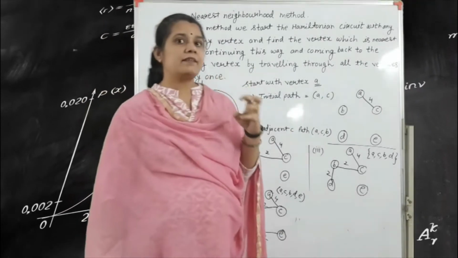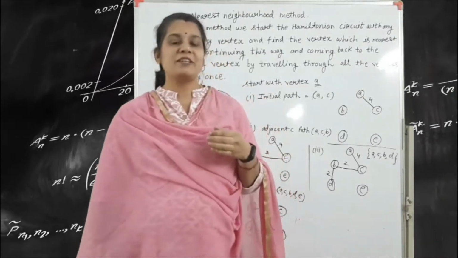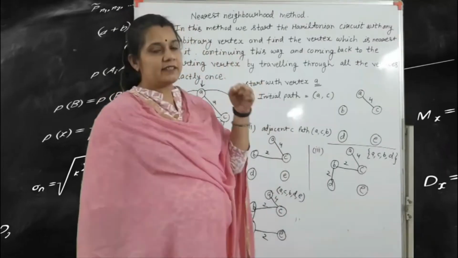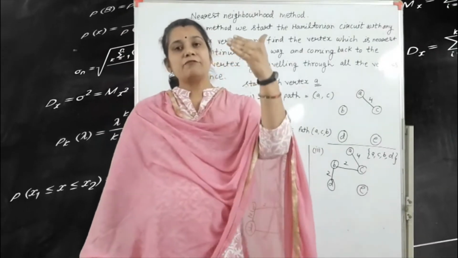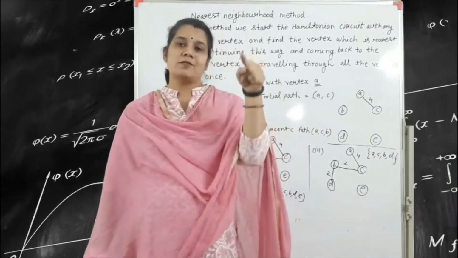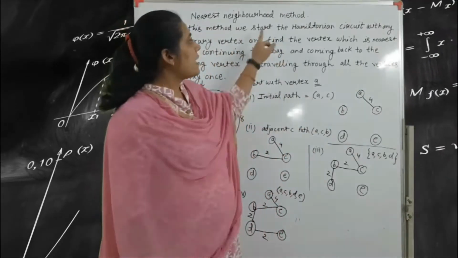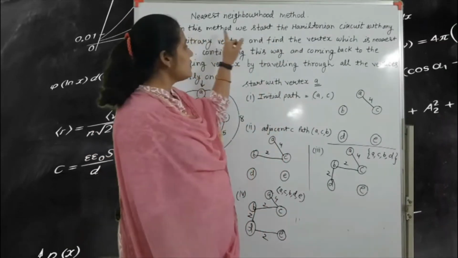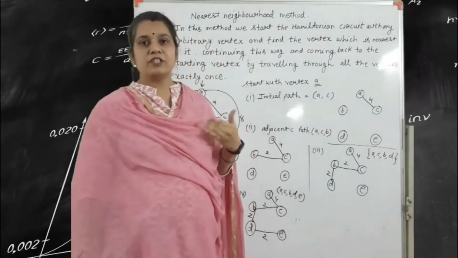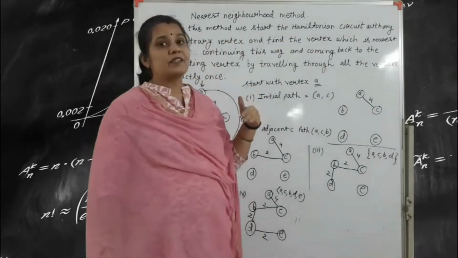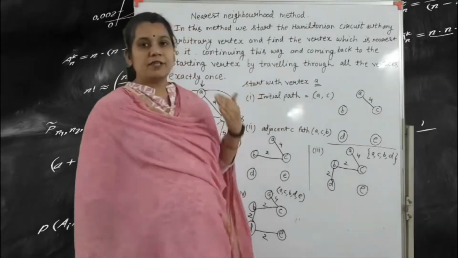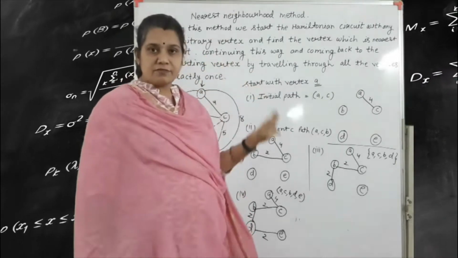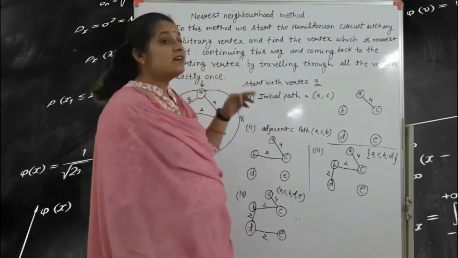So what do you mean by the Hamiltonian circuit? We have already seen in our previous lecture the definition of the Hamiltonian circuit. Hamiltonian circuit means starting from the first vertex and the ending point is also that vertex, and we use every vertex only one time. In this method we start the Hamiltonian circuit with any arbitrary vertex and find the vertex which is nearest to it, continuing this way and coming back to the starting vertex.